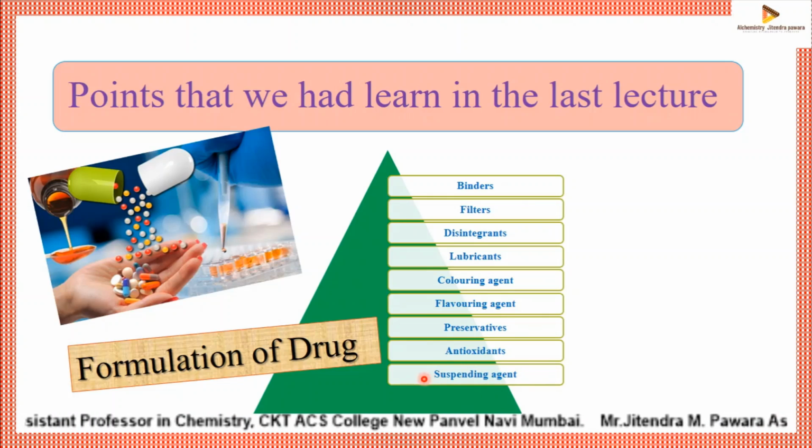Then the last one is suspending agent. These are hydrophilic colloids that form colloidal dispersion with water. Examples of suspending agents are alginic acid and sodium carboxymethyl cellulose, CMC.